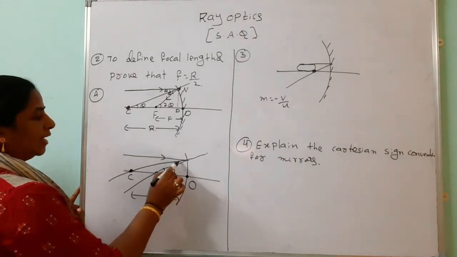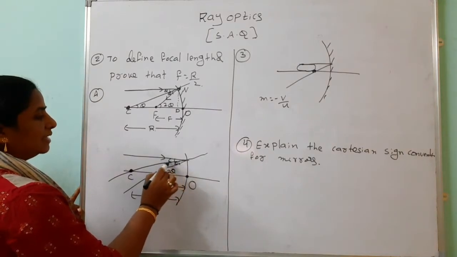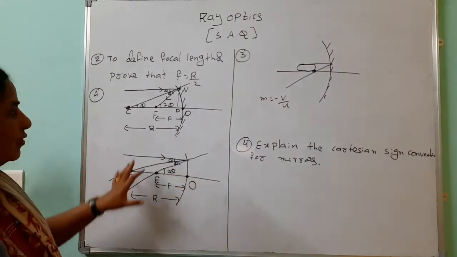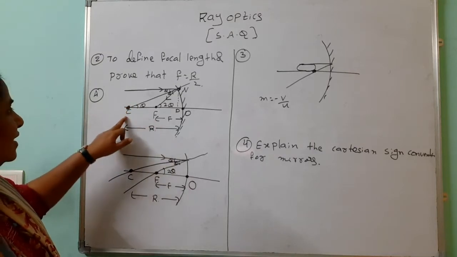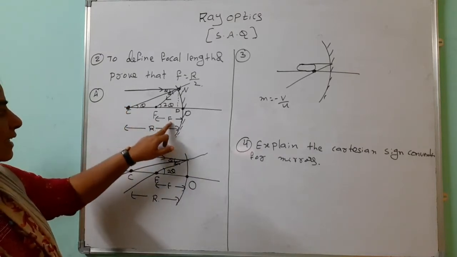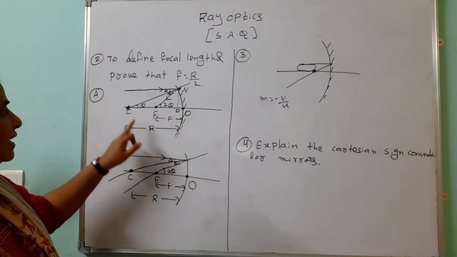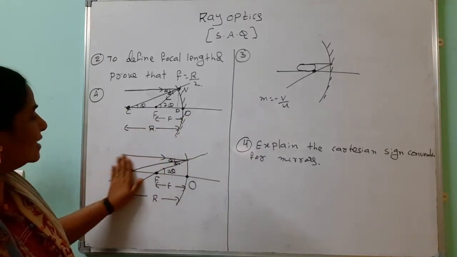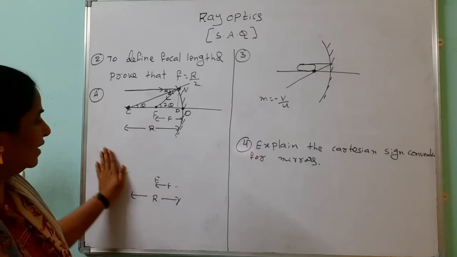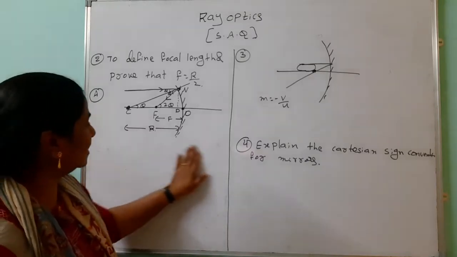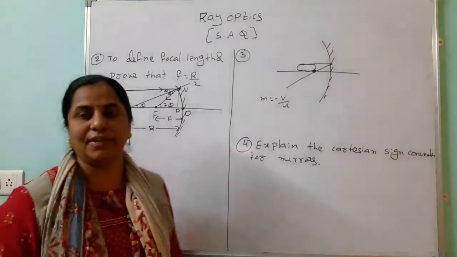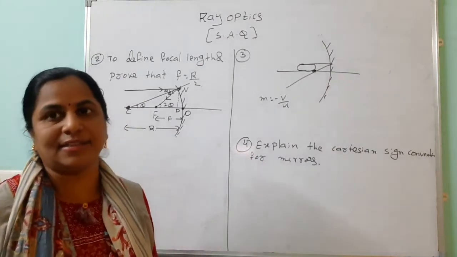If it is 2 theta, then half of this one is theta. Don't confuse: one is the focal point, another one is the center of curvature. Here the distance is represented by f, and from the optic center to C, the distance is r. R is called the radius of curvature. Now we want to derive the expression for the relation between focal length and radius of curvature.